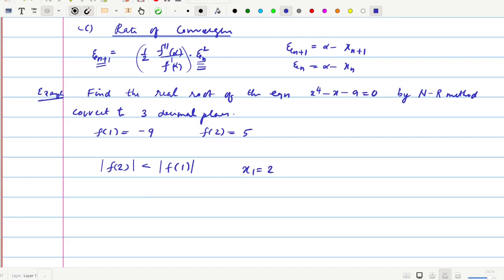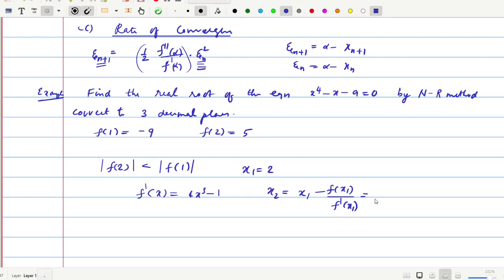Using the Newton-Raphson method, we evaluate x2. For that we evaluate f dash x. What is f dash x? That is 4x cubed minus 1. This is the derivative of the function. Now how will you evaluate x2? The formula is x2 is equal to x1 minus f of x1 divided by f dash of x1. Now you substitute the values for x1 and f of x1.